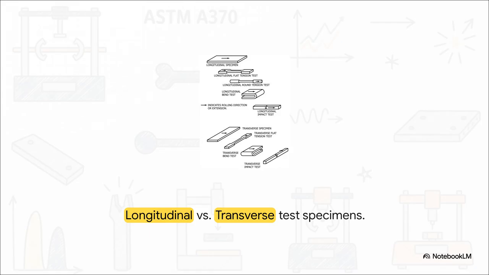See, metals aren't just uniform blobs. They're not the same in every direction, especially after they've been rolled out or forged. A longitudinal test specimen is cut parallel to the direction the steel was extended during rolling. Think of it like cutting with the grain of a piece of wood. A transverse specimen, on the other hand, is cut at a right angle, or perpendicular, to that extension. The standard basically requires us to know exactly which way the grain of the steel is running, because the material will handle stress very, very differently depending on how you pull or bend it.